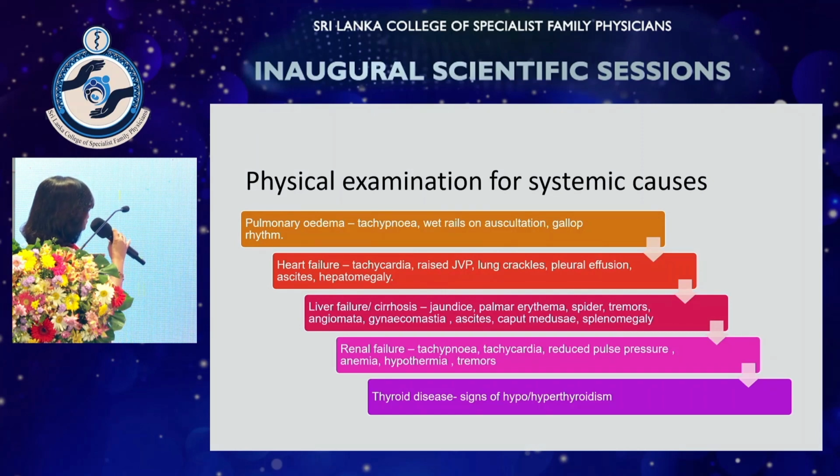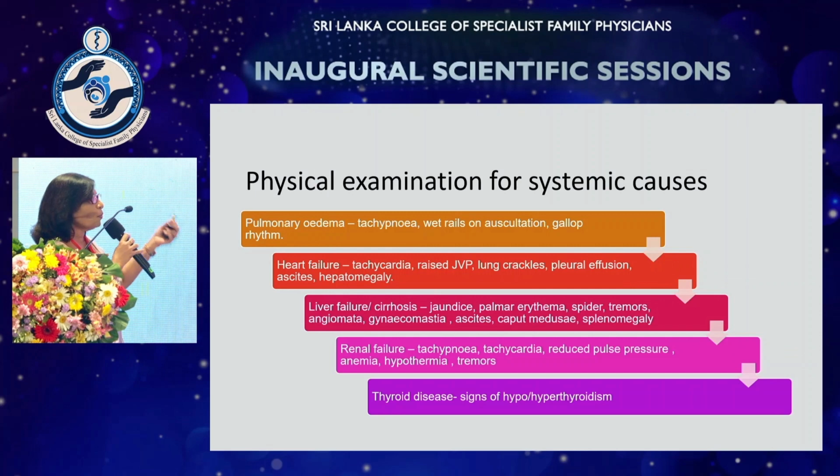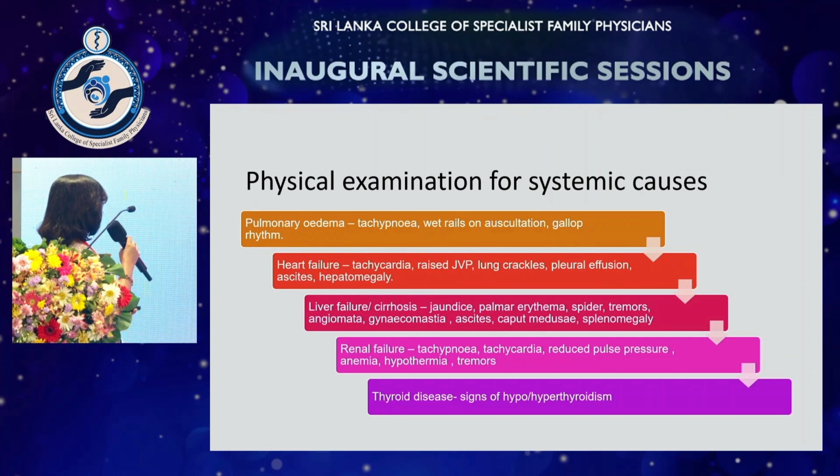Yes, physical examination for the systemic diseases, the causes. If you think of pulmonary edema, as you all know, you have to look for those things quickly. So tachypnea, wet rales on auscultation, gallop rhythm is indicative of heart failure, tachycardia, raised jugular venous pressure, lung crackles, pleural effusion, ascites, hepatomegaly. So before you do anything, you have to examine the patient carefully. And for cirrhosis: jaundice, palmar erythema, spider nevi and tremors, angiomata, and gynecomastia, ascites, all the things there.